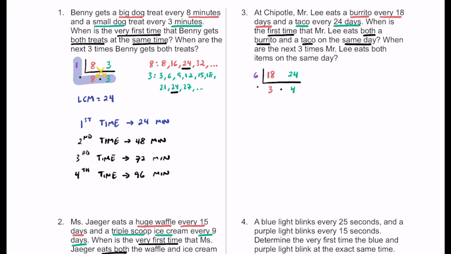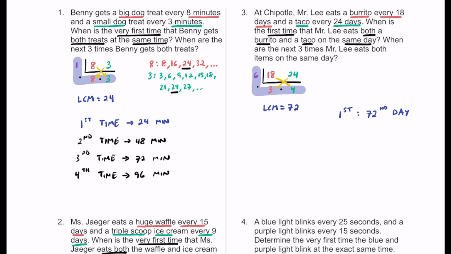If we go ahead and multiply everything along the outside here, we can see 6 times 3 is 18, 18 times 4. You can go ahead and multiply that or pause if you need to. That should equal 72 though. You could have also just done 24 times 3 or 18 times 4. Those would also get you 72. So when's the first time Mr. Lee eats both of these burritos and tacos? So the first time, that will just be the LCM. That's going to be the 72nd day.